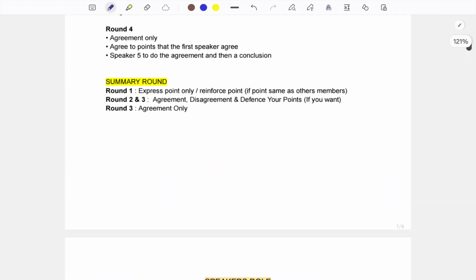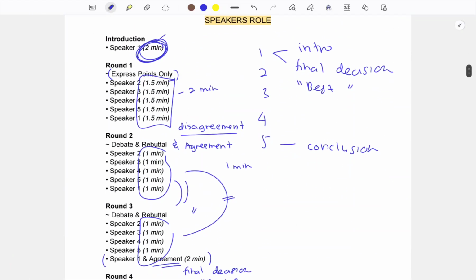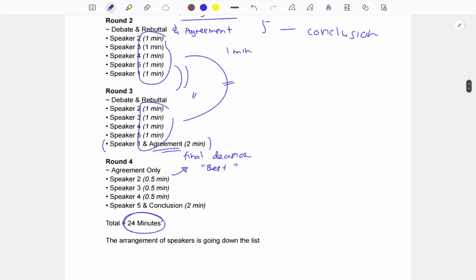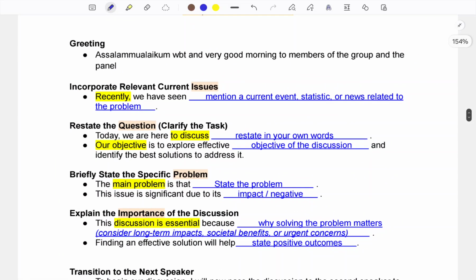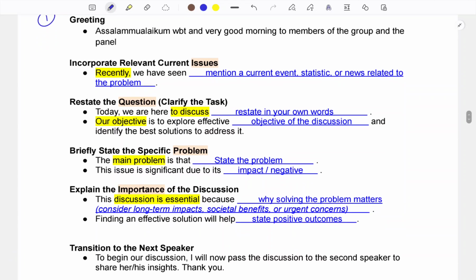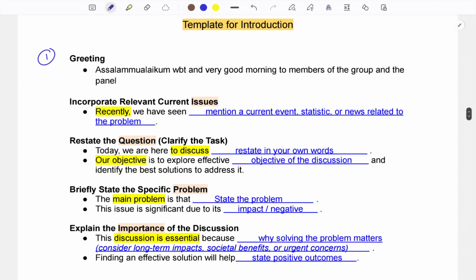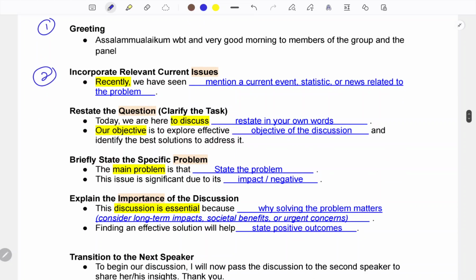Now I'm going to move to the introduction, a small touch. First, I usually do the greeting: Assalamualaikum warahmatullahi wabarakatuh, and very good morning to the members of the group and the panel. And then usually I give the issue. What is the issue of the problem? Next, I'm going to state the problem.